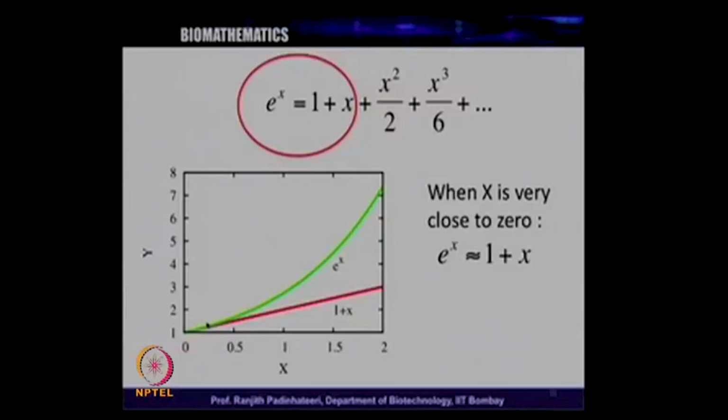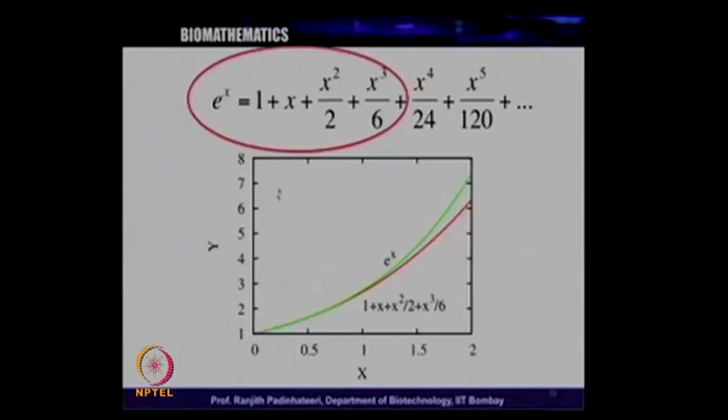Now, if we take a few more terms, like 1 plus x square by 2 plus x cube by 6 and so on, what do we get? So, in this series, we saw that e power x is a very long, infinite series.